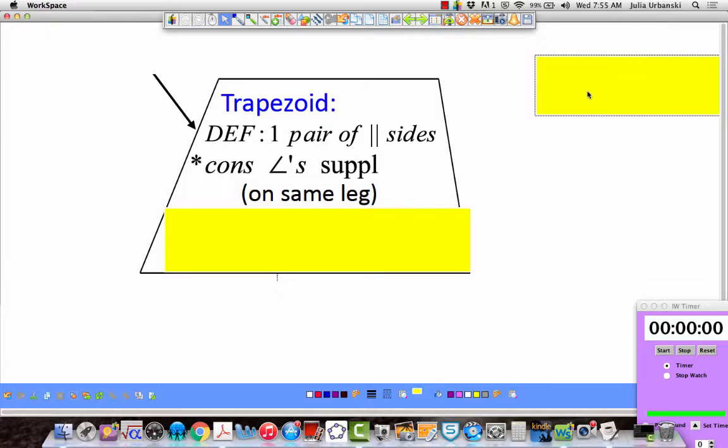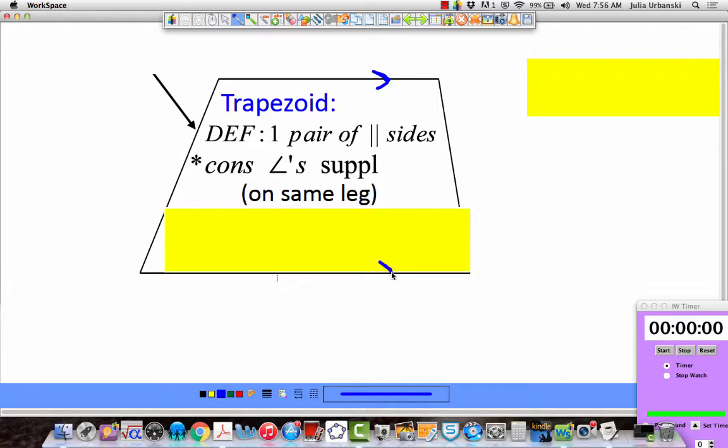A trapezoid has, write this down, consecutive angles are supplementary. And that's not a new rule. Think about it. If this line is parallel to this line, what kind of angles do you have right here? This is a transversal. Are these same side or alternate? Same sides are supplementary. Good. So that's all they're saying. Two angles on the same leg are inside the parallel lines. Same sides are supplementary. So that's not a new rule.